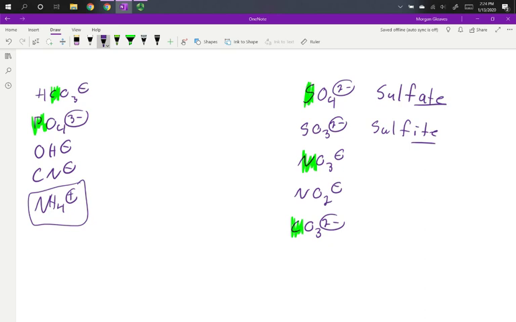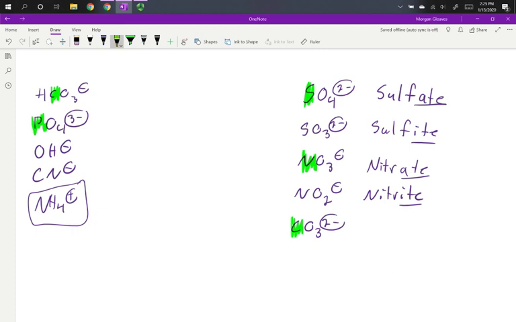The next 2 are the 2 for nitrogen. So if I have a nitrogen, one with 3 oxygens and one with 2, well, nitrogen, you drop the ogen, it becomes nitr. So it becomes nitrate. And one of them becomes nitrite. And so again, of my 2 options, well, one of them had more oxygens and ends in ate. One of them had less and ends in ite.